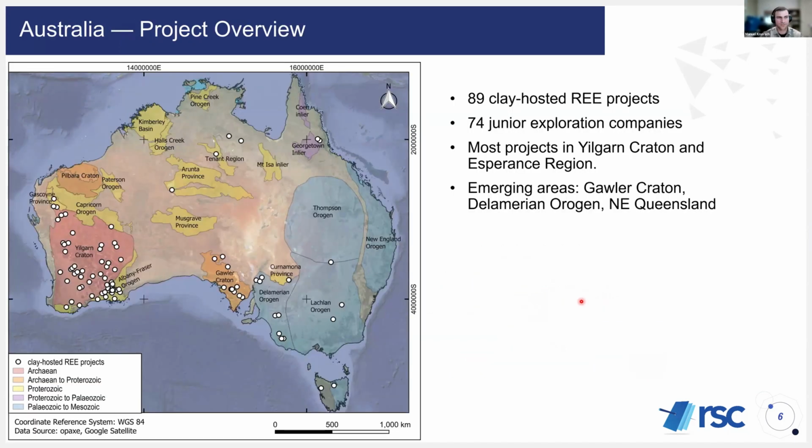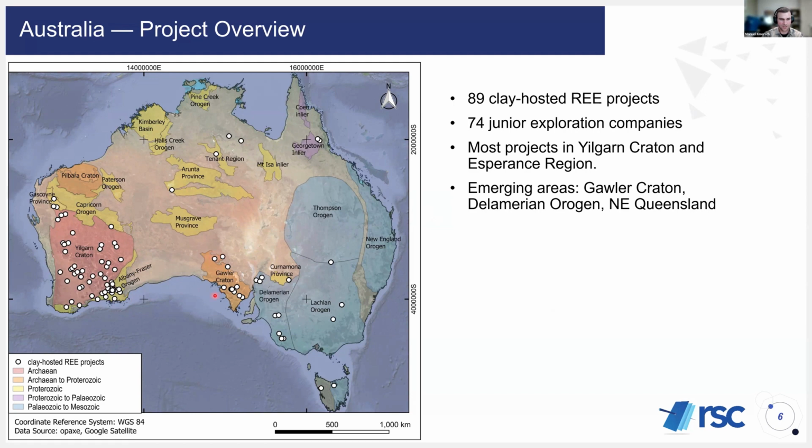All right, let's have a look now at a review that we've done across all clay-hosted rare earth projects in Australia. So you can see that map here on the left-hand side. All those dots mean that there are some clay-hosted rare earth projects that have been published. You can see the majority of them are actually in the Yilgarn Craton. Then there's quite a few here in the Albany-Fraser Orogen. That's quite often called the Esperance region by all the clay players.